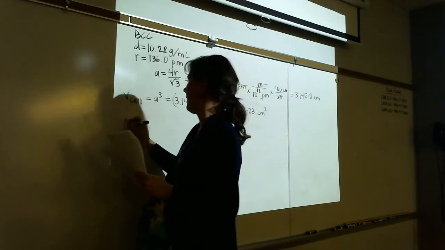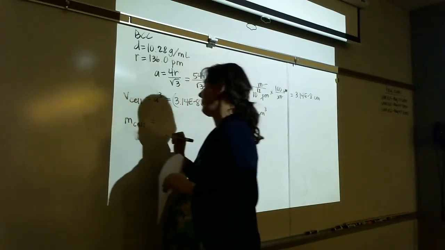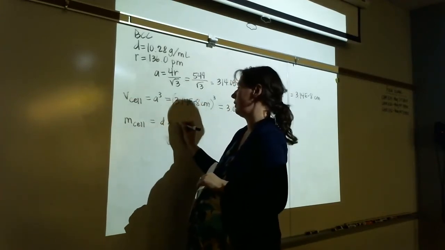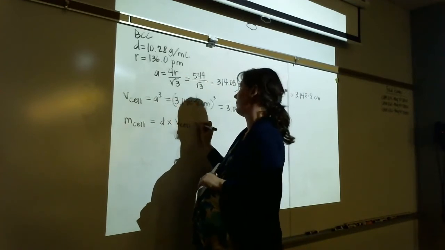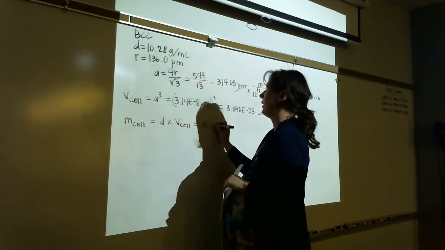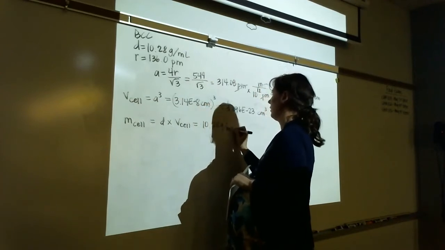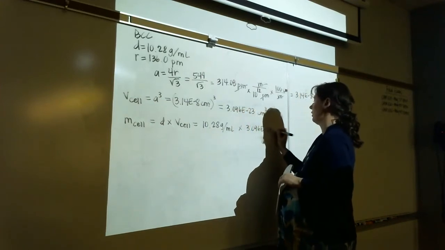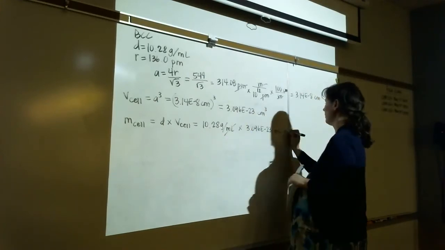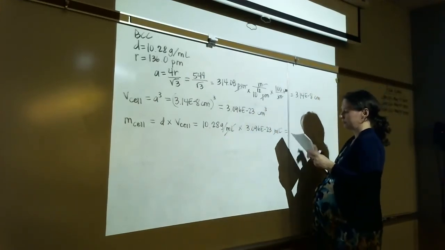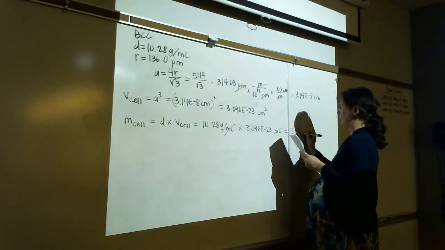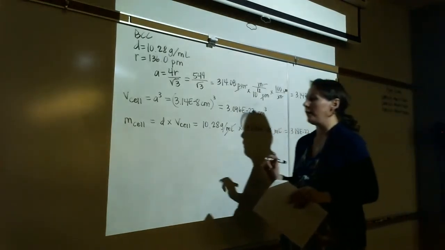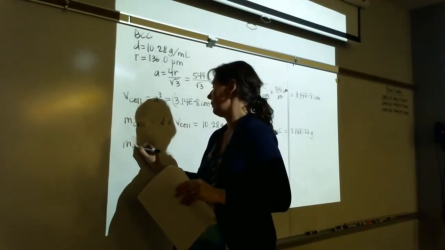Now we want mass of the cell, which is calculated by what? How do we get mass of the cell? Density times volume of the cell, right? So that was given in the problem, 10.28 grams per mL times 3.096 times 10 to the negative 23rd mL. Milliliters cancels. That gives me a unit of grams. So I got 3.18 times 10 to the negative 22nd grams. Now that's the mass of an entire cell. I want the mass of an atom.